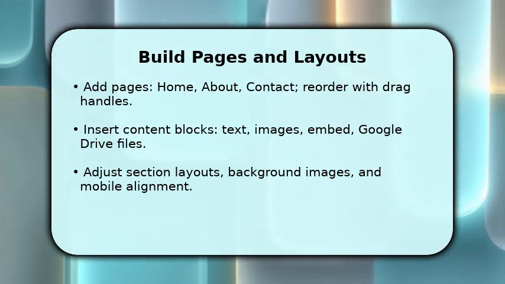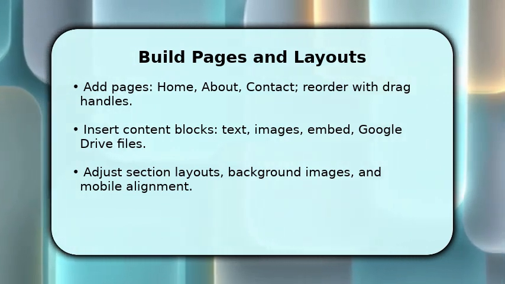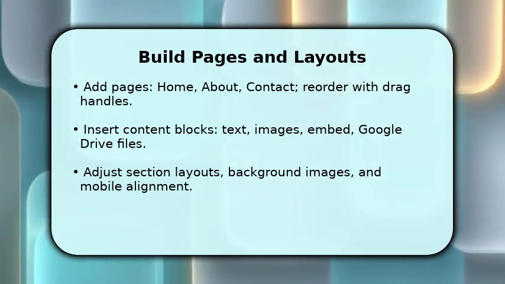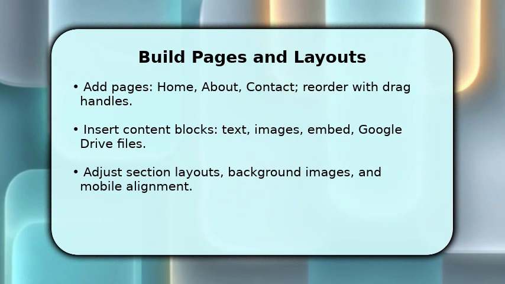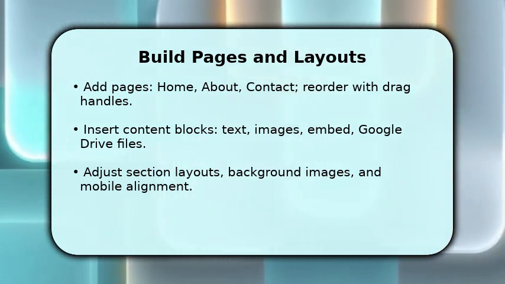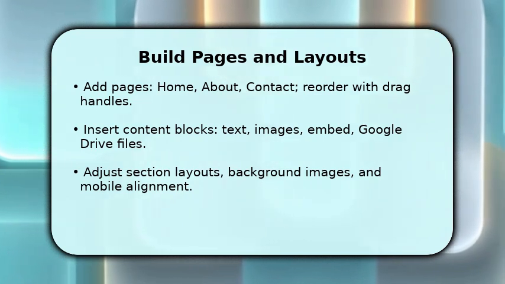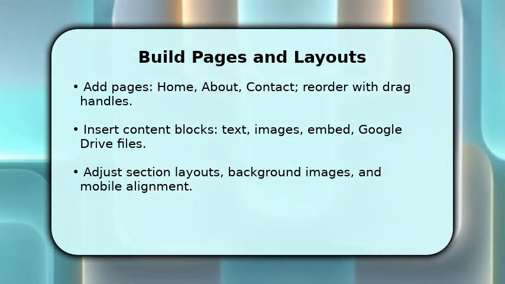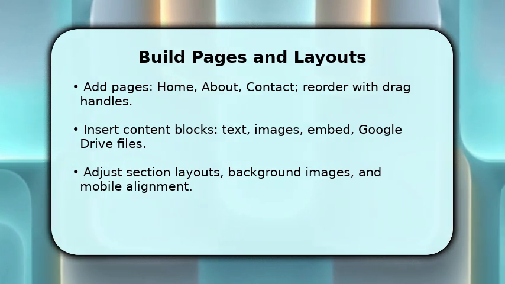Once pages exist, open Insert to add text boxes, images from your phone or drive, embedded maps, or forms. Use the section layout controls to switch between single-column and two-column formats and set background images for visual hierarchy. Make sure to check mobile alignment so elements don't overlap.